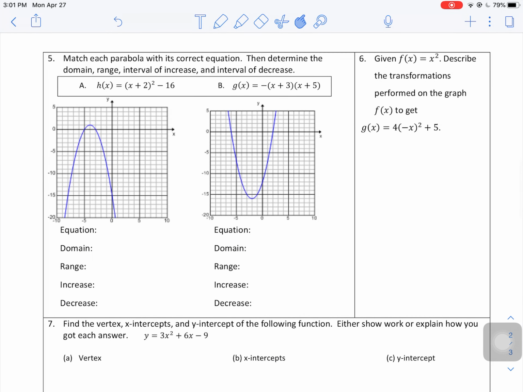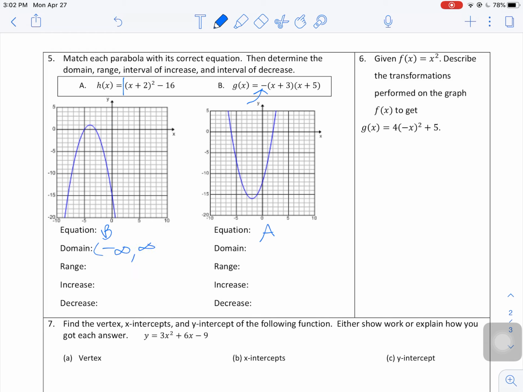5. Match each parabola with its correct equation. Then determine the domain, range, interval of increase, and interval of decrease. So right off the bat, the concavity is different, so that makes it really easy to identify which one's which. So when I look at equation A, there's an invisible 1 as my A value, so I know that it has to be concave up. So this must be equation A, and then this must be equation B, because on B, your A value is negative, so it has to be concave down.